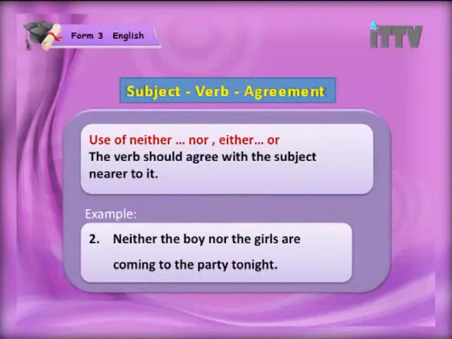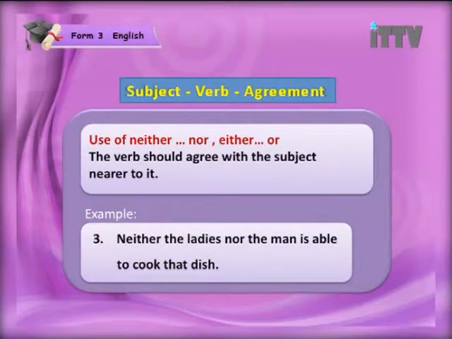Next, neither the boy nor the girls are coming to the party tonight. The next example, neither the ladies nor the man is able to cook the dish.